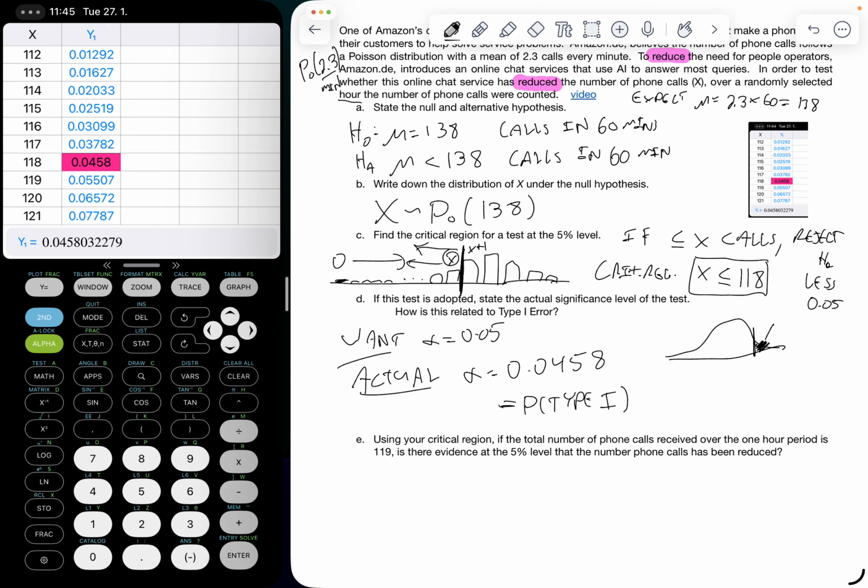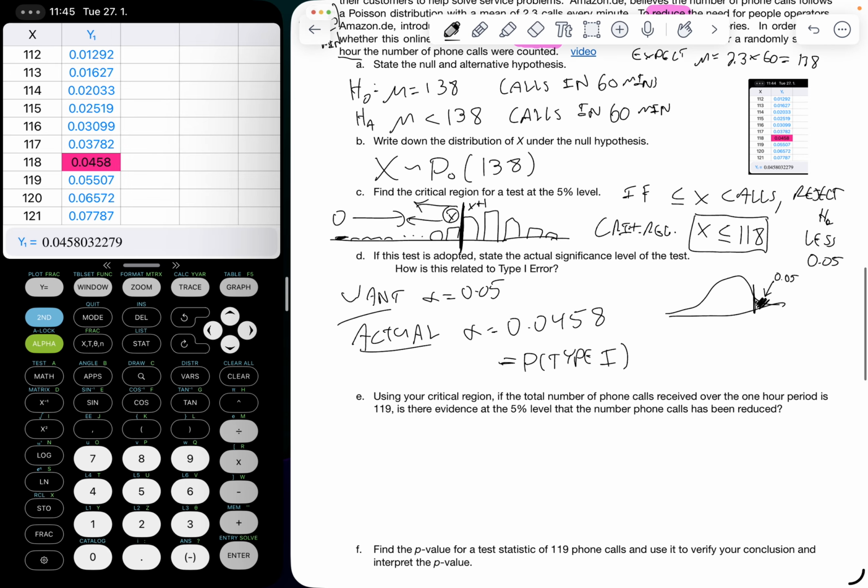That was a bad arrow. Let me do a better job. It'll always be the exact alpha value because that's the odds of getting a number higher than the critical value. But here, if we get 118 or fewer, the probability of that is 0.0458. It's not 5%. So that changes our ideas a little bit about type 1 error because it's a discrete distribution. We can't get a number between 118 and 119. It's either 118 or it's 119. We reject or we don't.